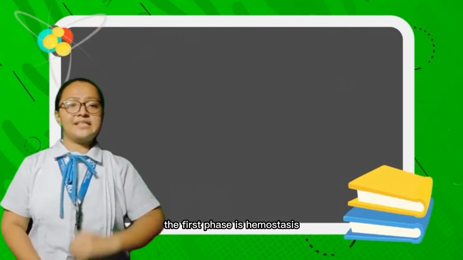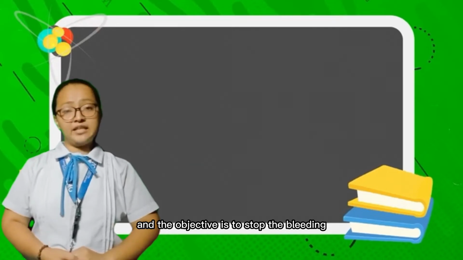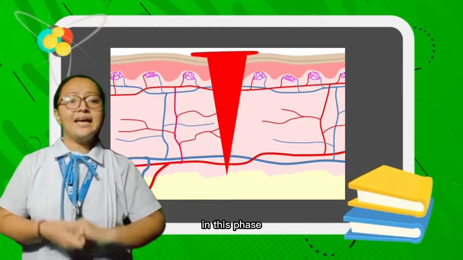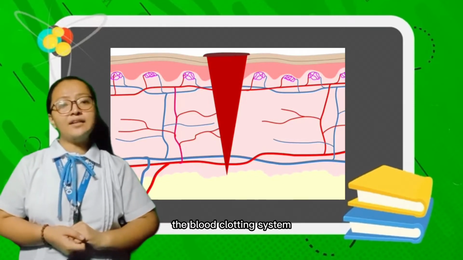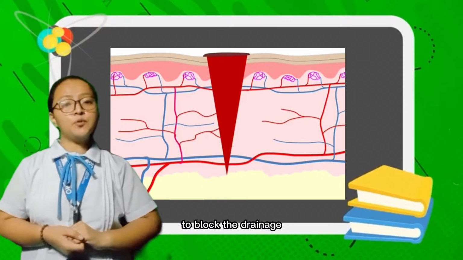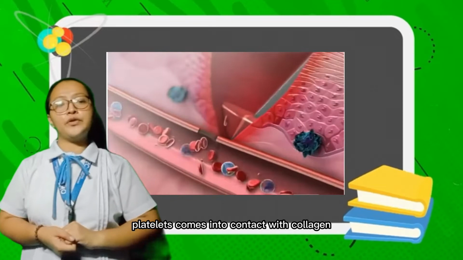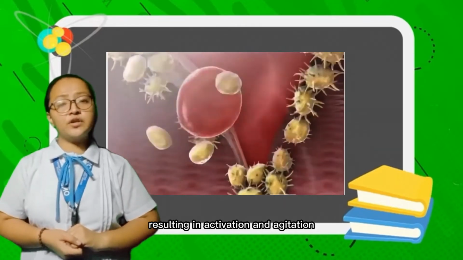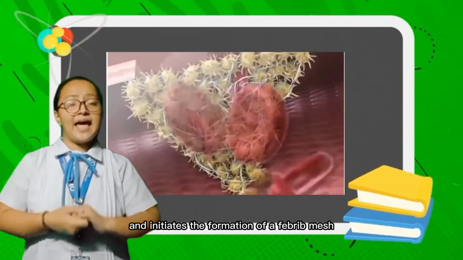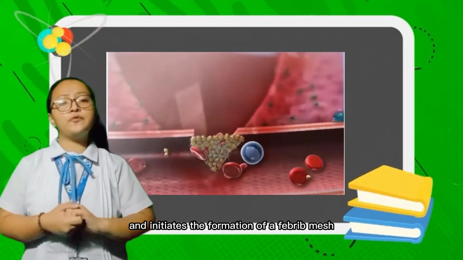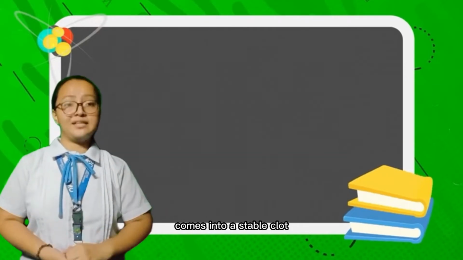The first phase is hemostasis. It begins at the onset of injury, and the objective is to stop the bleeding. In this phase, the body activates its emergency repair system, the blood clotting system, and forms a dam to block the drainage. During this process, platelets come into contact with collagen, resulting in activation and agitation. An enzyme called thrombin is at the center, and it initiates the formation of a fibrin mesh, which strengthens the platelet clumps into a stable clot.